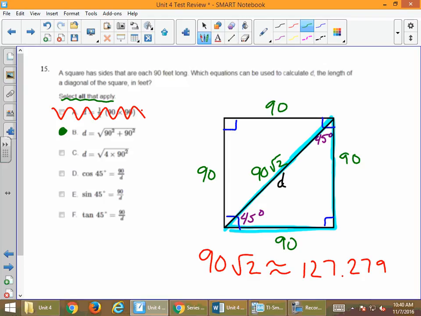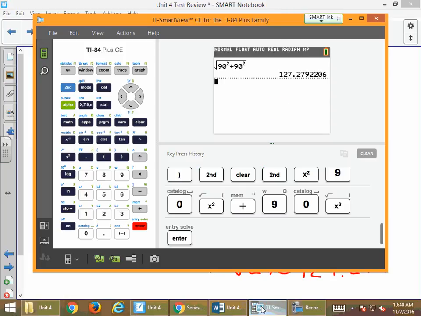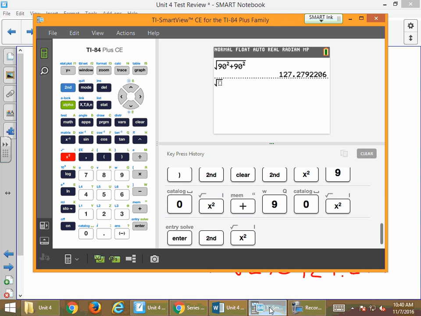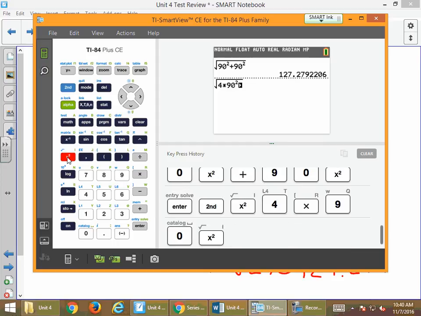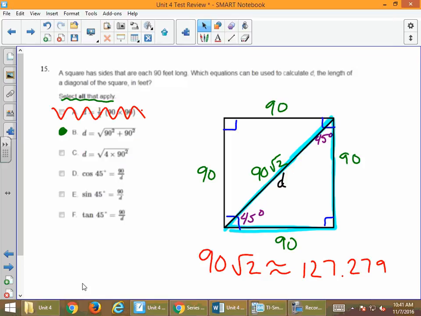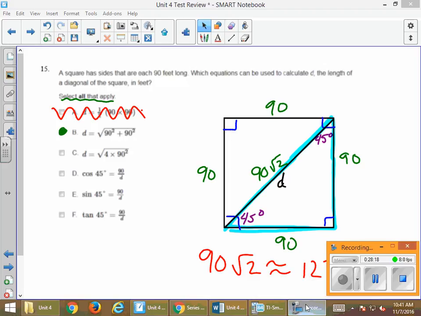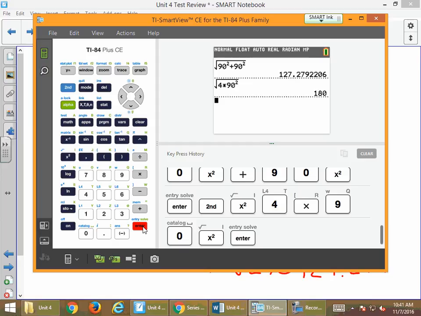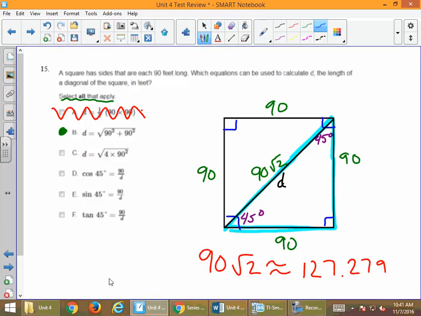Do the same thing with C. Plug that in your calculator. Do second x squared to get the square root, and then it's 4 times 90 squared. If you're working with radicals, you have to be careful. So we do 90 squared times 4, enter. We're using our calculators. Does that give us 127.279? No, it gives us 180. Can't be an answer. Rule it out.